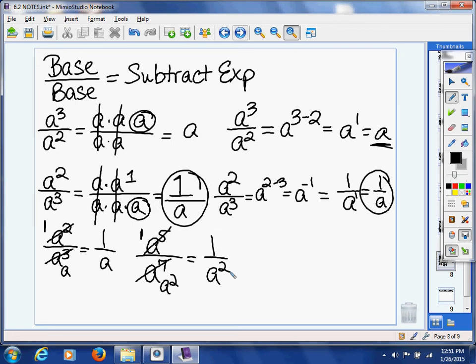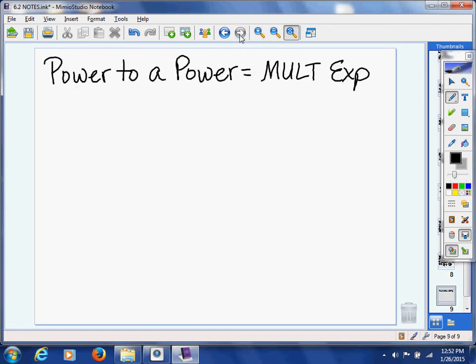Now, when does the rule not work? When you have 2 different bases. These are not going to cancel. You're stuck. That's your answer. You can't use the rule when the bases are different. The rule only works if the bases are the same. Okay? So, rule 1, base times base: add the exponents. Base divided by base: subtract the exponents.